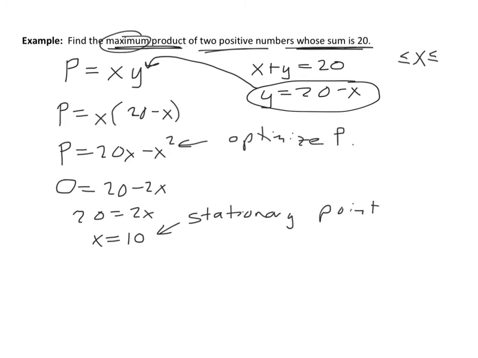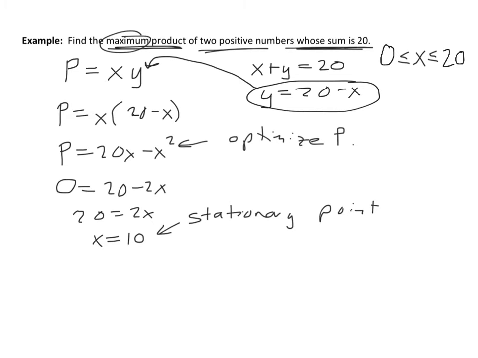I would encourage you, pause the video and think about the statement of the problem for a moment. Is there any limit on how small x can be? Yeah, x has got to be positive, right? So x has to be greater than or equal to 0. In fact, if it says positive numbers, x can't even quite be 0, but we'll leave that in there for the moment. And for the maximum, x can't be bigger than 20, because if x is bigger than 20, my other number would have to be negative so that they could add up to 20.